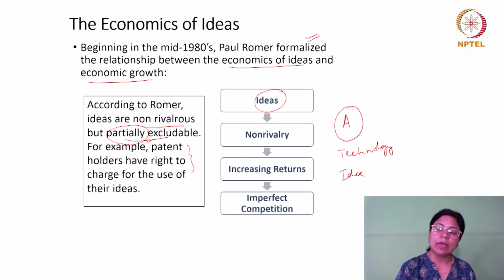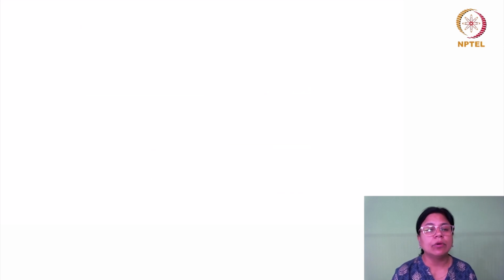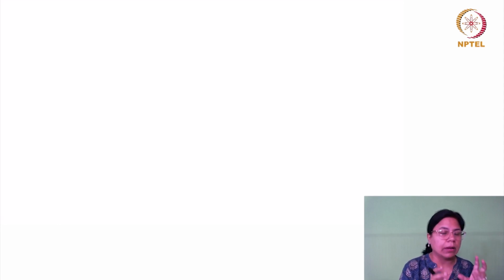These definitions we have already looked at in detail, but the major argument that comes forward is that because of this particular nature, what we realize is increasing returns and imperfect competition. So we will talk about these two. First, I will give you a brief idea about the different types of technology goods, which could be either rivalrous or non-rivalrous, and to what extent they are excludable.